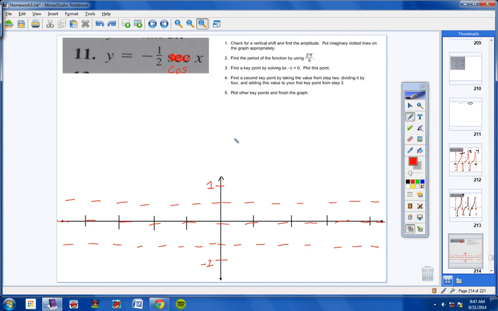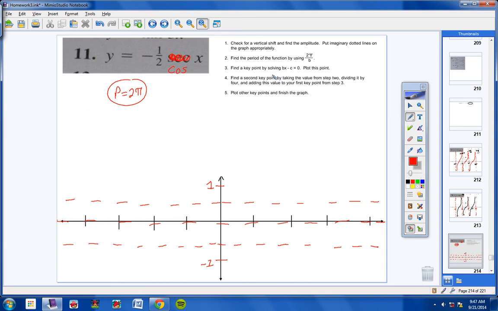All right, now, step 2, we're going to find the period of the function by using 2π divided by b. Now remember, b is always the multiple or the coefficient of your x. And in this problem here, the coefficient of x is 1. So the period equals 2π over b, or 2π over 1. So the period equals 2π. Okay, let's not forget that. Now let's move on to step number 3.